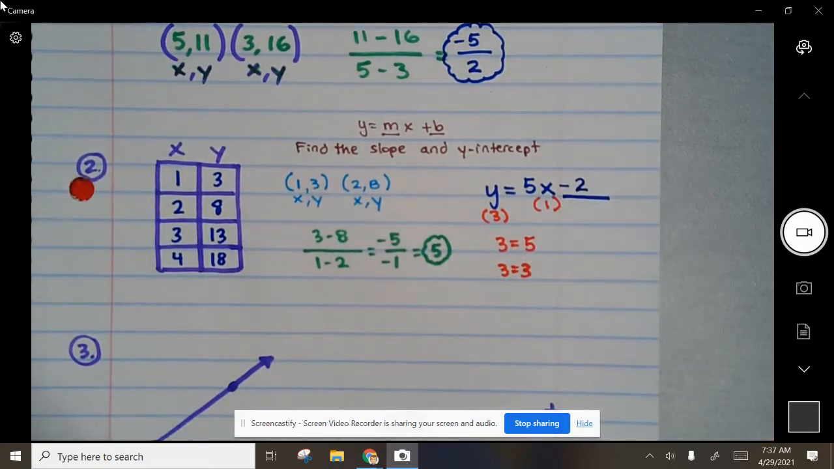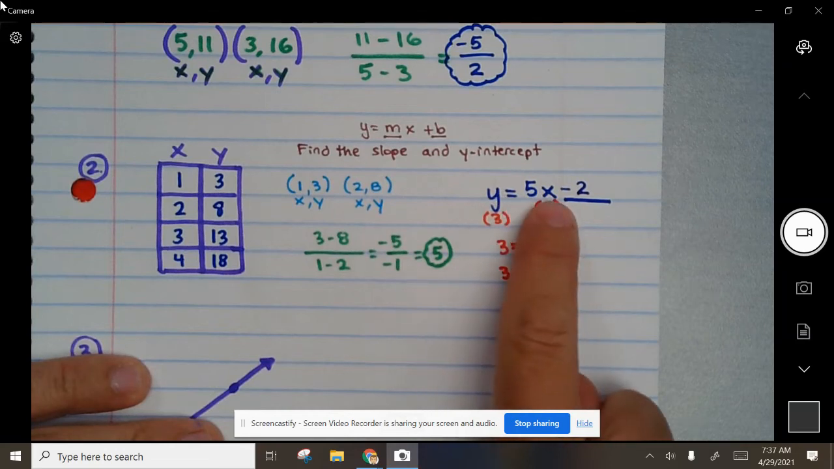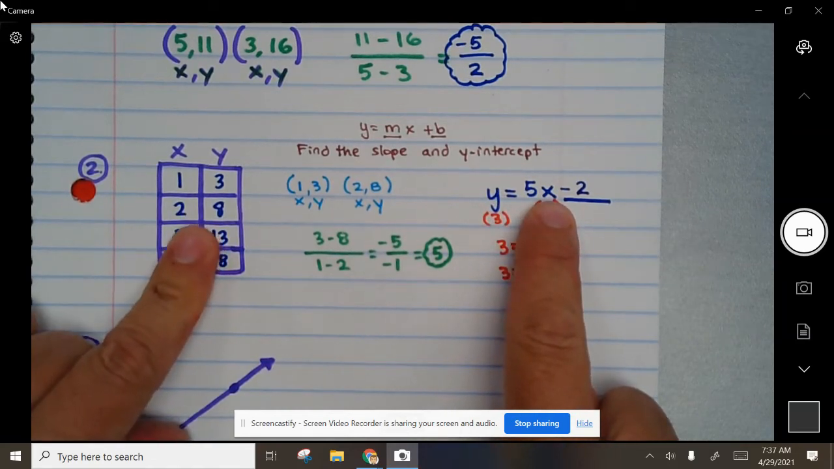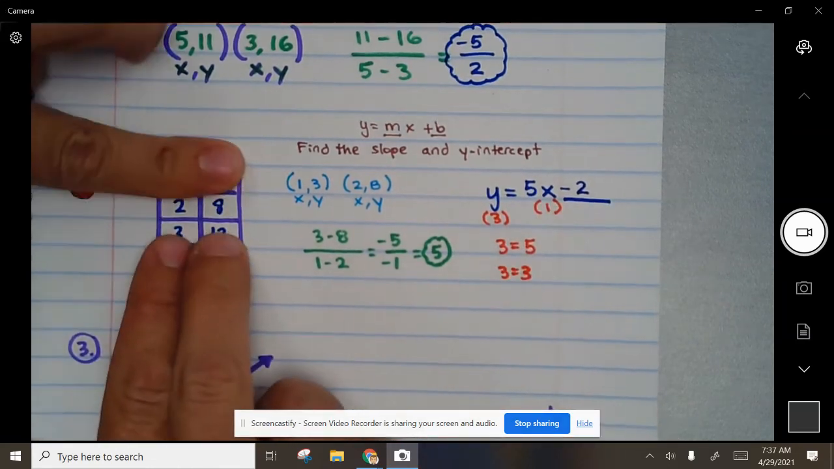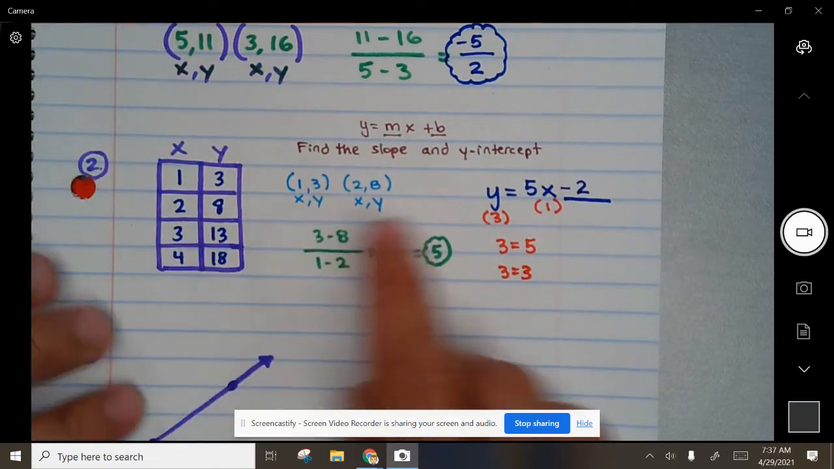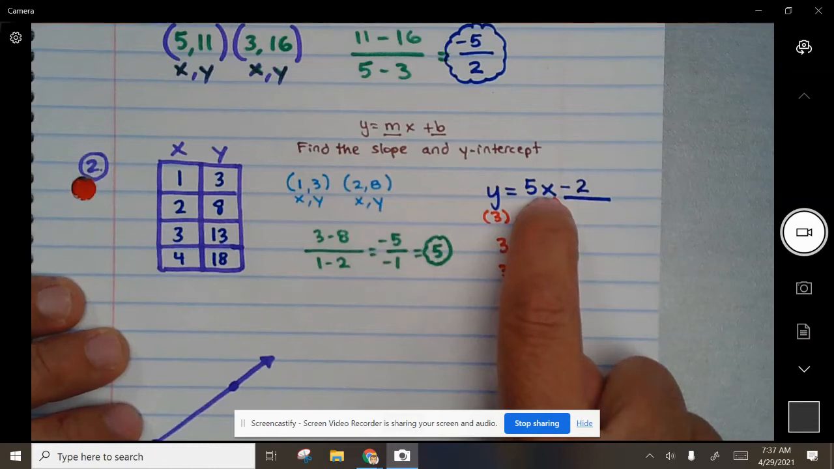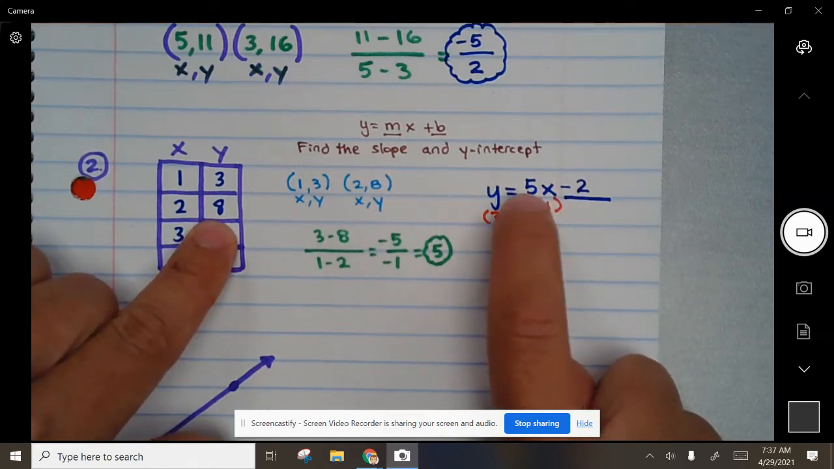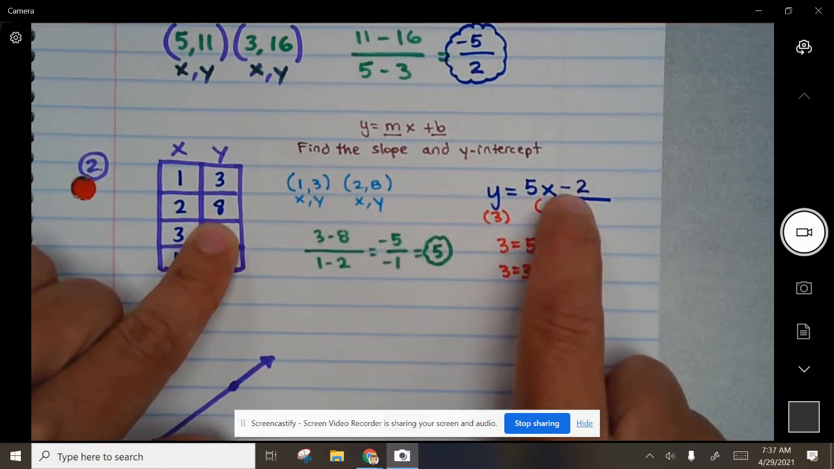If you're not sure that this is your final answer, you can go ahead and start plugging in the other coordinates. What if I plugged in 2 and 8? Where would the 2 go? Remember, 2 is the x. 5 times 2 is 10. But y is supposed to be 8. How do I get to there? 10 minus 2 is 8.